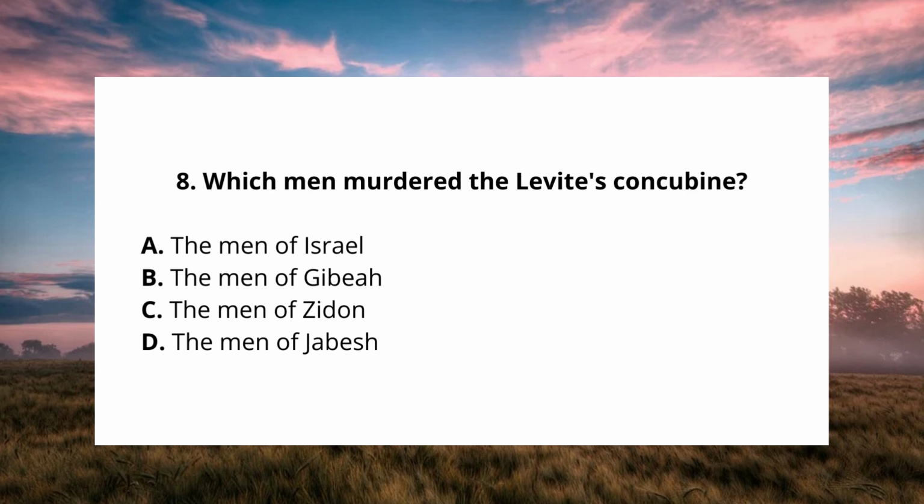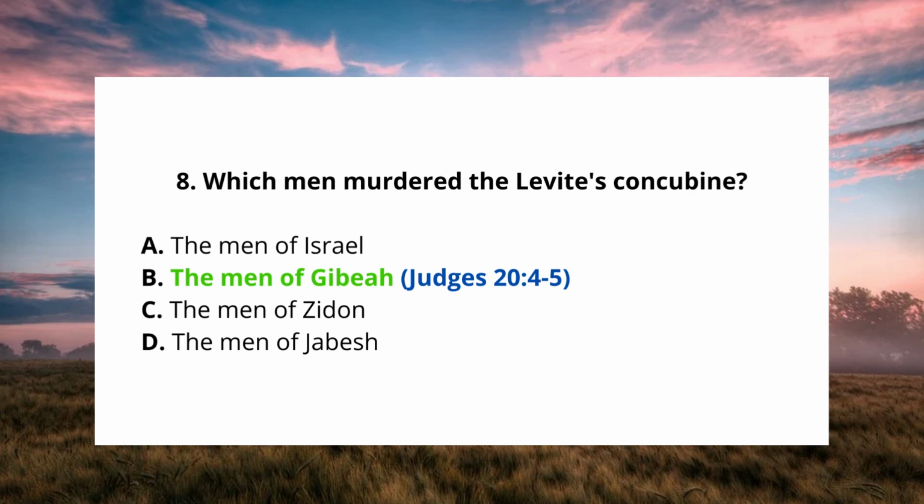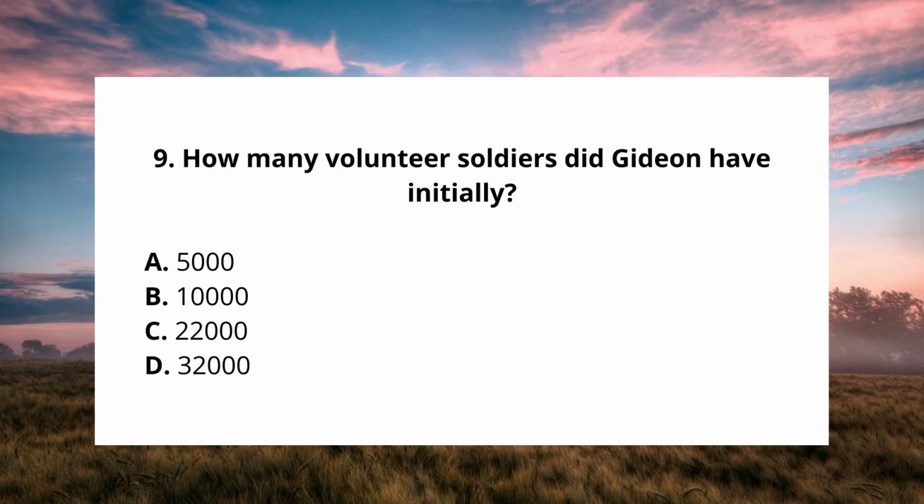Number 8. Which men murdered the Levite's concubine? A. The men of Israel. B. The men of Gibeah. C. The men of Zidon. D. The men of Jabesh. You have 10 seconds. The answer is B. The men of Gibeah, and you can find this in Judges chapter 20 verses 4 to 5.